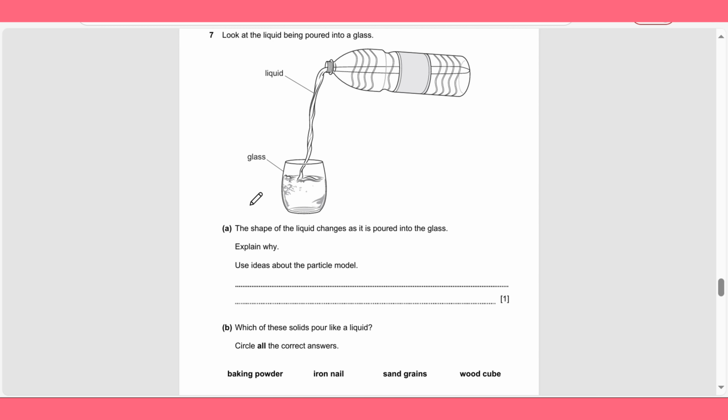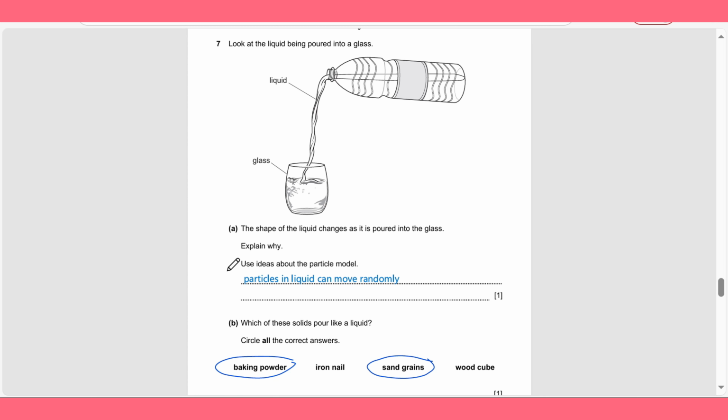Let's move on. So guys, 7b, which of these solids pour like a liquid? Circle all the correct answers. Baking powder, iron nail, sand grains, wood cube. Okay, let's check out the answer, guys. Right, so baking powder, because it's powdery and you can pour it like liquid. Sand grains, something that has very fine small particles. Not iron nail and not wood cube.